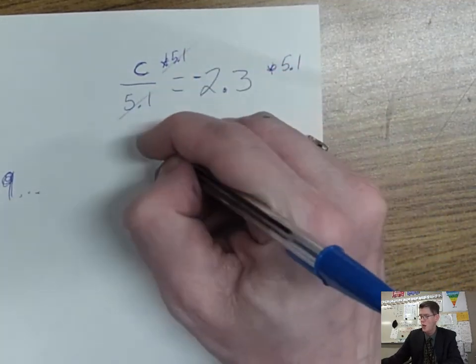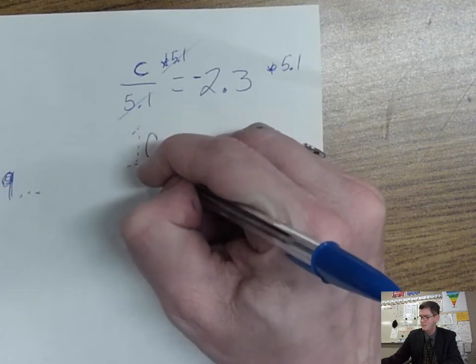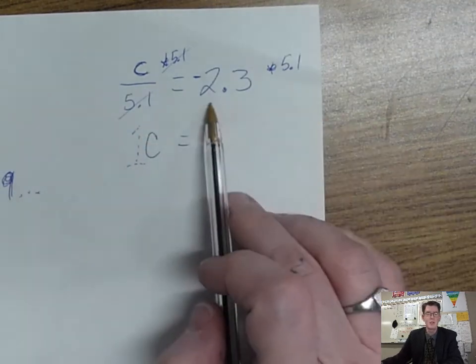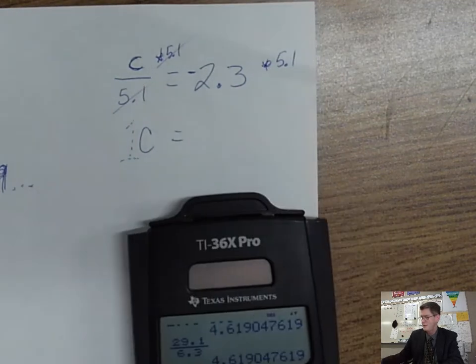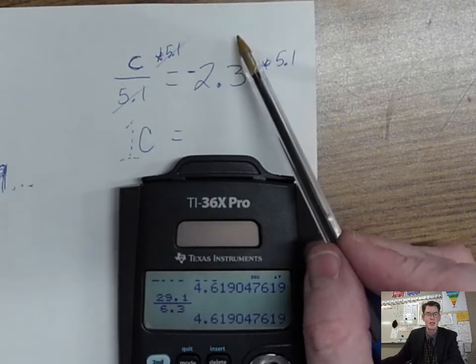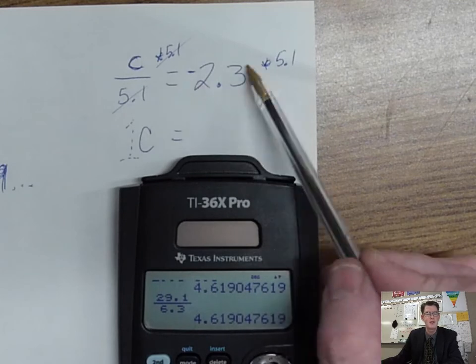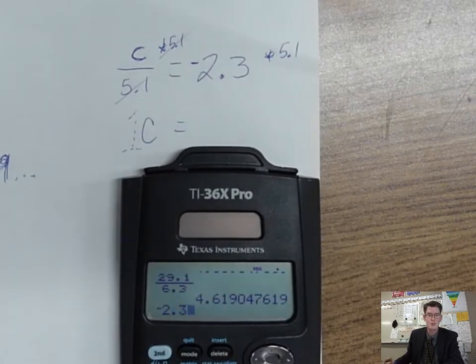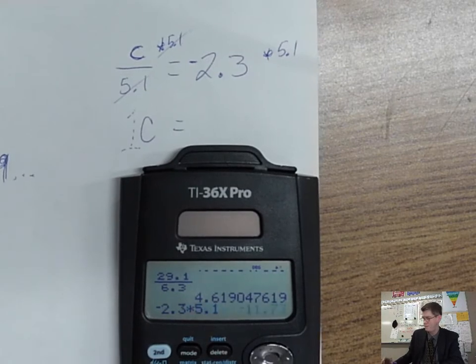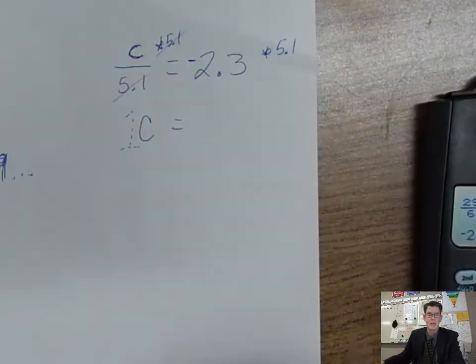So it's just 1c, if we write the 1, equals whatever negative 2.3 times 5.1 is. And you'll notice that I'm writing this number. This is the first number that we enter into the calculator. So negative 2.3 times 5.1. Negative 11.73.